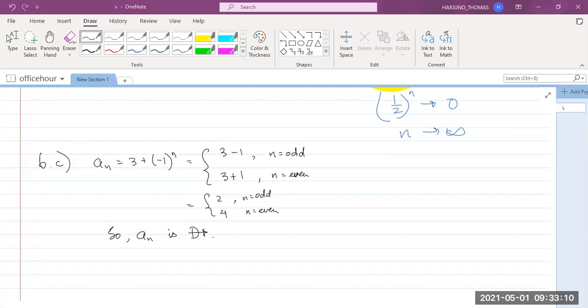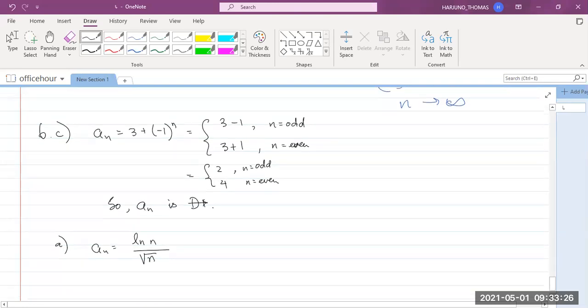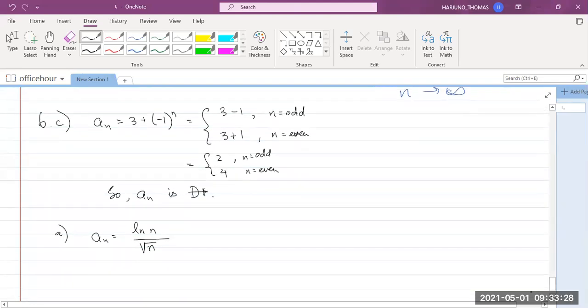Did you ask me for part A? Yes, part A. Part A, so that is the nth term is natural log of n over square root of n. Every time I deal with natural log, I guess I need to use the continuous superposition function because I want to use L'Hopital rule.